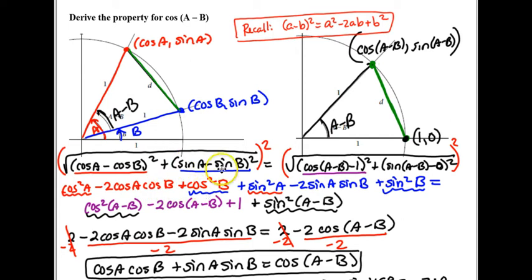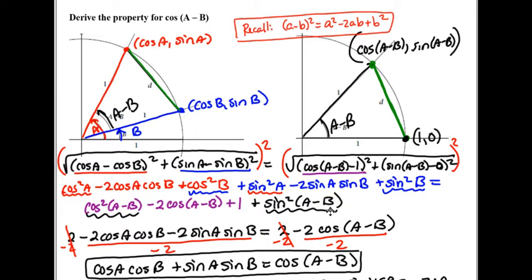I'm going to multiply out this part underlined in blue and get sine squared a minus 2 sine a sine b plus sine squared b. That's the whole left-hand side of the equation. Then I'm going to multiply out this binomial underlined in purple and get cosine squared of the quantity a minus b, minus 2 cosine a minus b, plus 1. And then lastly, sine a minus b minus 0 squared is just sine squared of a minus b.